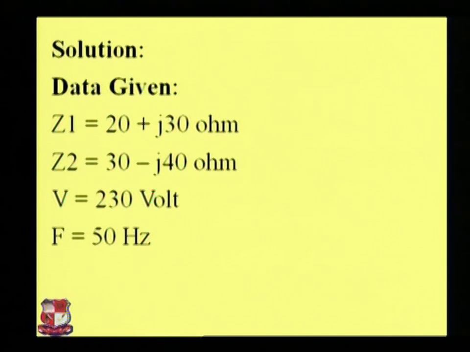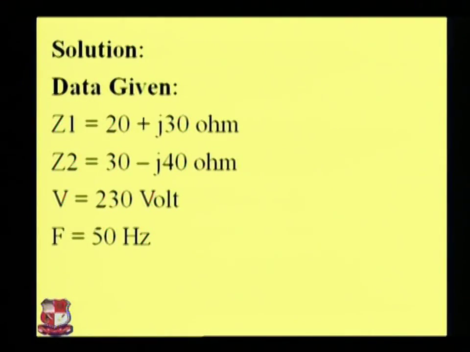First of all, whenever you get any example in your exam, just find the data given to you. Here our data are Z1, which is 20 plus J30 ohm, Z2, the second impedance, which is 30 minus J40 ohm, and the voltage given to us is 230 volts, or 230 to 240 to 250, whatever voltage is given, because this is a single phase circuit, so the voltage ranges between 230 and 250 volts, and the frequency f equals 50 hertz. These are the data given to us, and we have to use that data to solve the equation.